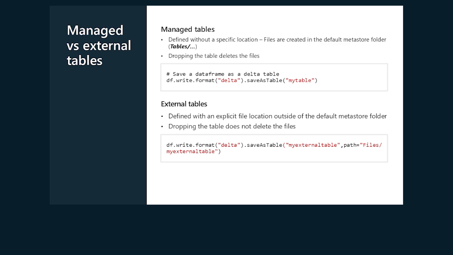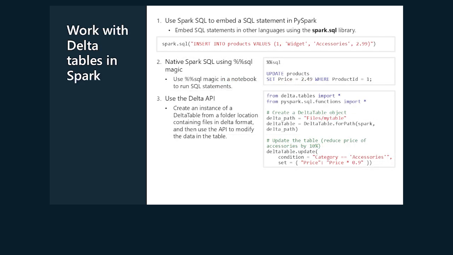Now let's take a look at how you can work with Delta Lake tables using Spark. You can work with Delta Lake tables or Delta format files to retrieve and modify data in multiple ways. Here's an example of using the embedded SQL statement in PySpark that is using Spark SQL, which is one of the most common ways to work with data in the Delta Lake tables. You can embed SQL statements in other languages like Scala by using the spark.sql library. Here, we are inserting one record into the products table using SQL.